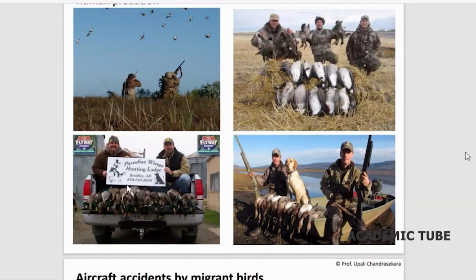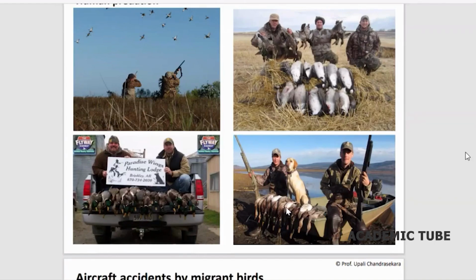That's in Brinkley, Arizona. Paradise Wings Hunting Lodge. Now, hunting is permitted there. See here in this photograph, two hunters and a hunting dog, commonly a Labrador, with the hunted birds.